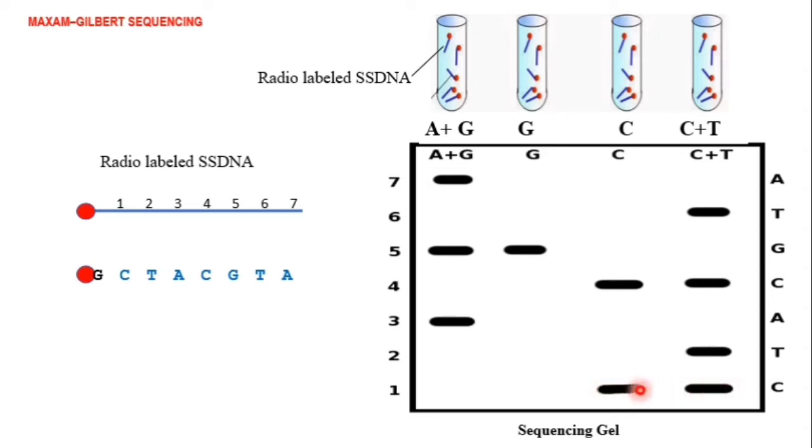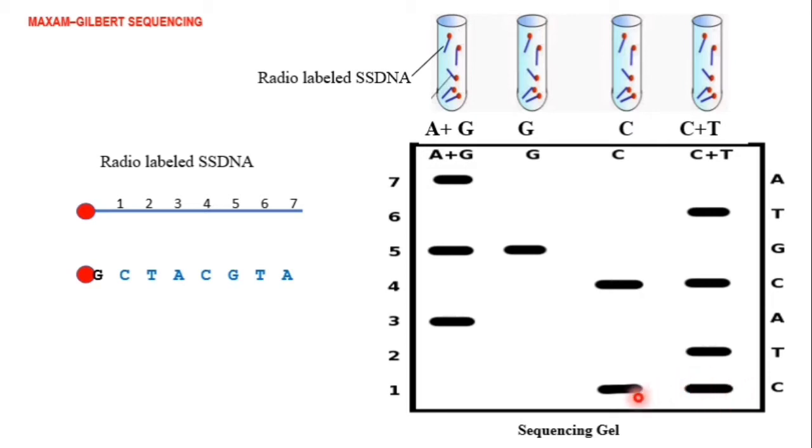Here you can identify the sequence. See in which well these bands are observed. In the C plus T reaction, one band is there, so we can say that this band is a C or T. Then we have to confirm whether it is C or T.